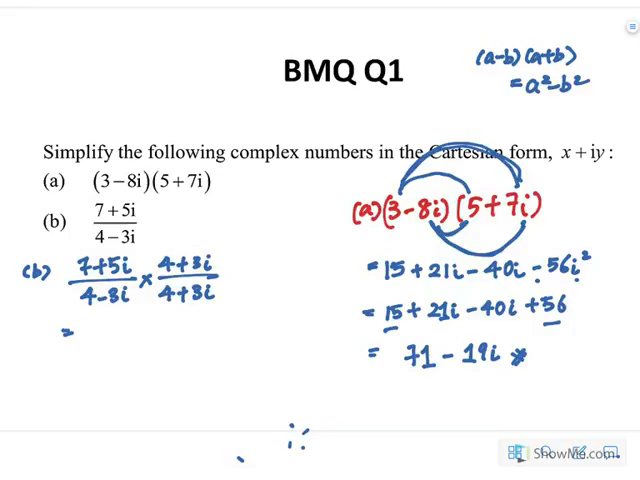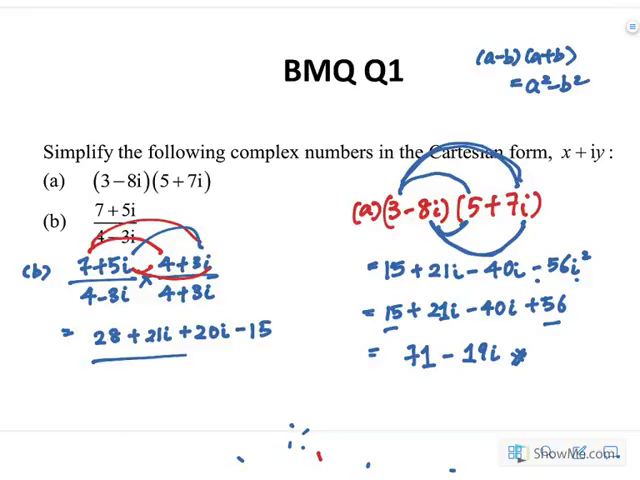Okay, so similarly at the top, you do your first, outer, inner, last method, right? Your FOIL method. You're going to get 7 times 4, you will get 28. 7 times 3, 21i, plus 20i. Okay, and 5i and 3i, you're just going to get 15i squared. 15i squared, since i squared is negative 1, right? So it's just going to be minus 15.